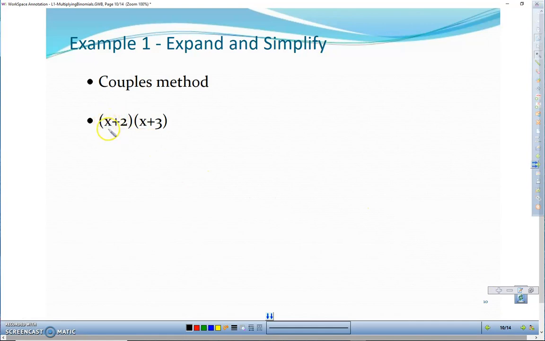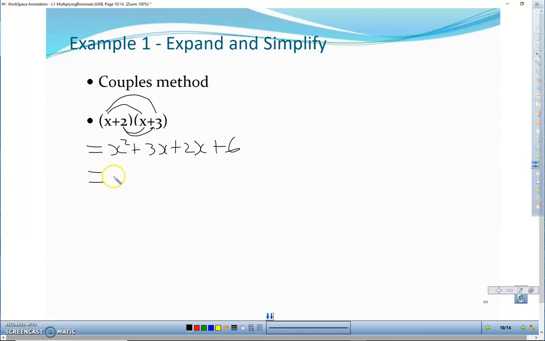And the way I look at this is, it's like two couples are going to a dinner party and they're going to meet each other. This couple is going to meet this couple. Well, this person meets this person, so there's x squared. This person meets this person, plus 3x. This person meets this person, plus 2x. And this person meets this one, and it doesn't make any kind of sense that this couple would shake hands or meet each other because they already know each other.